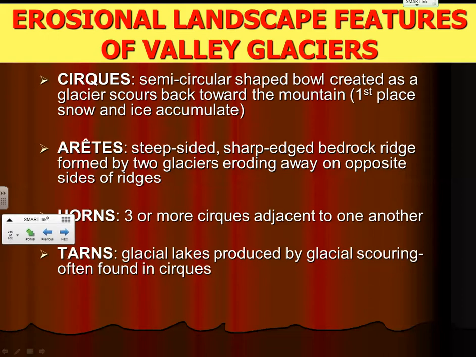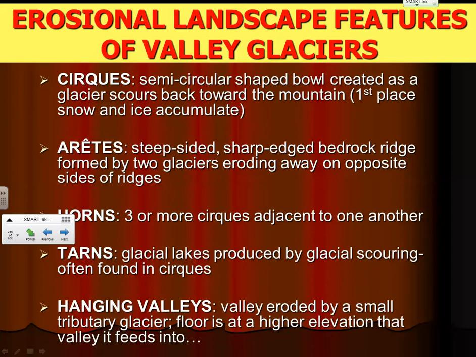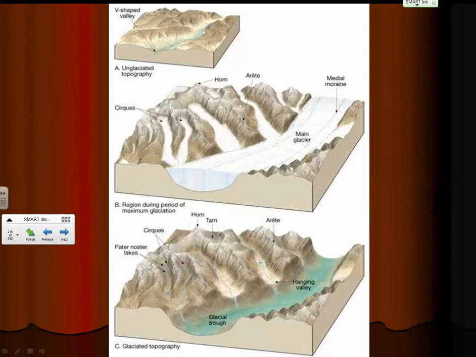Tarns, these are glacial lakes, high elevation lakes produced by glacial scouring, often found in and around cirques. And hanging valleys. Remember that large U-shaped valley just a minute ago? Well, when those smaller stream valleys meet the larger U-shaped valley, they're now way above it, and these are called hanging valleys. Often you'll see beautiful waterfalls, like in Yosemite National Park. And so the top picture here shows a V-shaped valley.